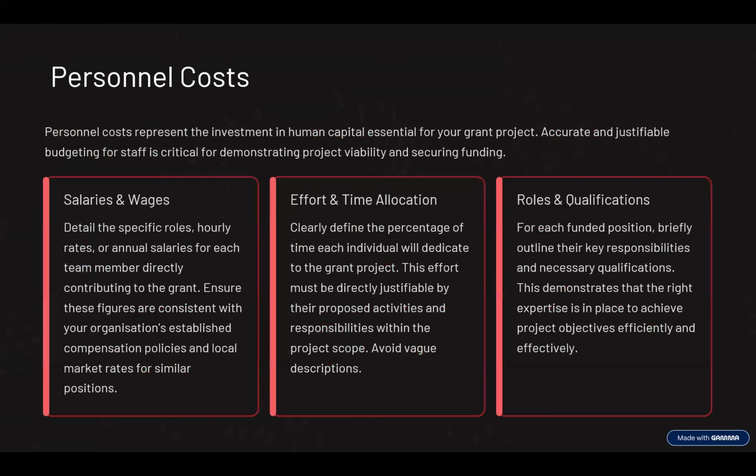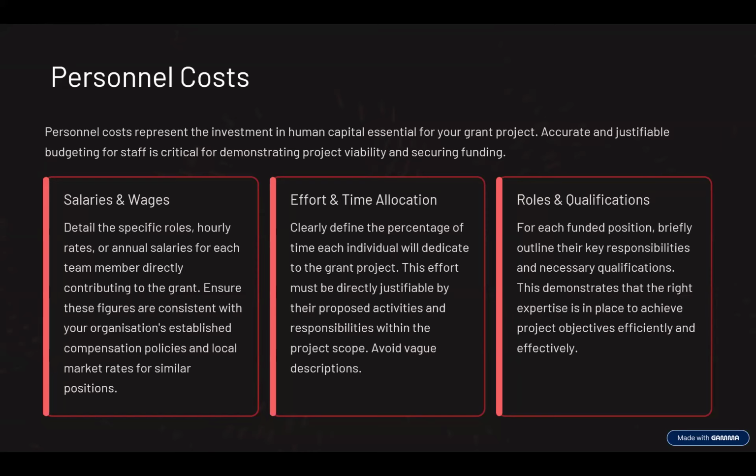Now, this is a breakdown of the personnel cost. For personnel costs, like I said, this is human capital. The first one is salary and wages. You have to detail the specific roles, the hourly rate, and the annual salary of each team member directly contributing to the grant. Ensure these figures are consistent with the organization's established compensation policies and local market rate for similar positions.